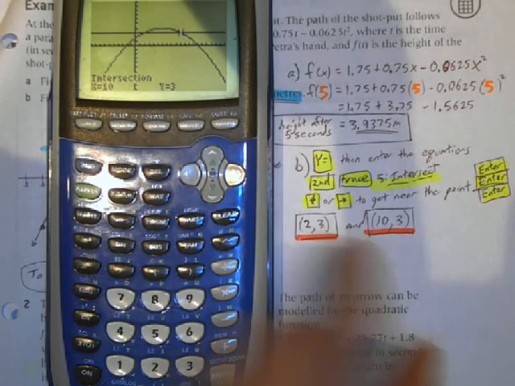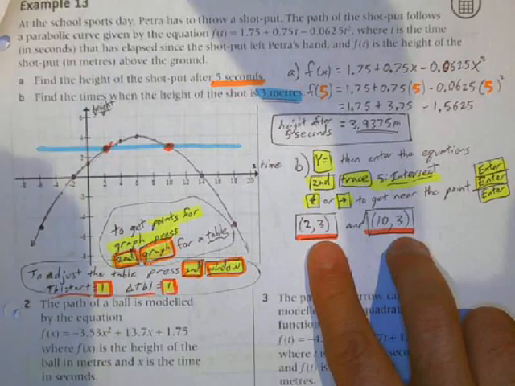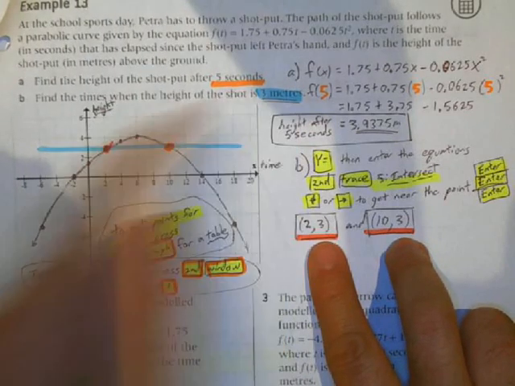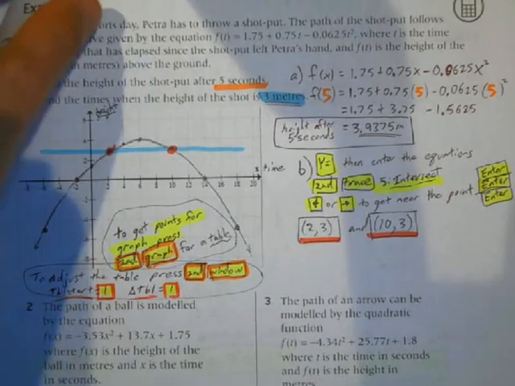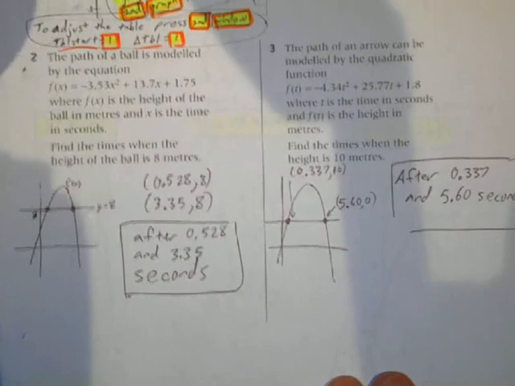And these are the 2 points, the 2 times when the height of the shot put is at 3 meters high. Okay, go through the same process, and here are the answers for 2 and 3.